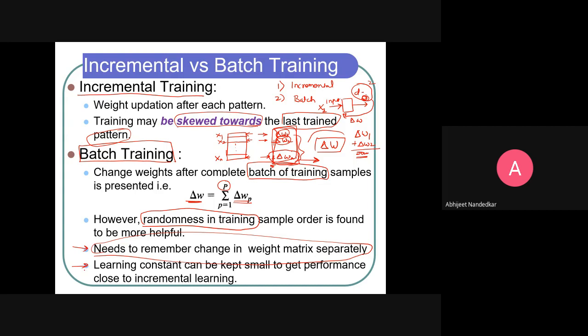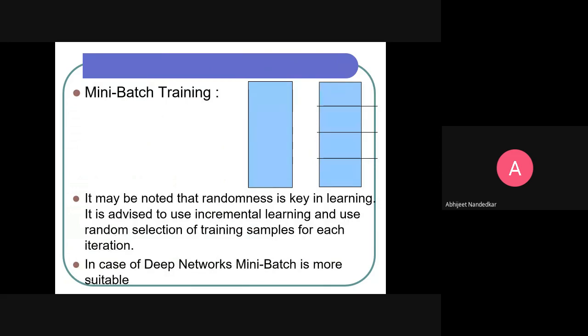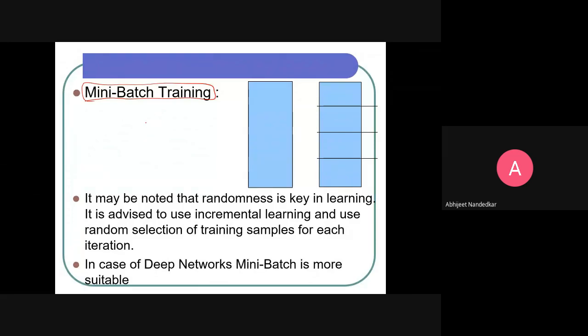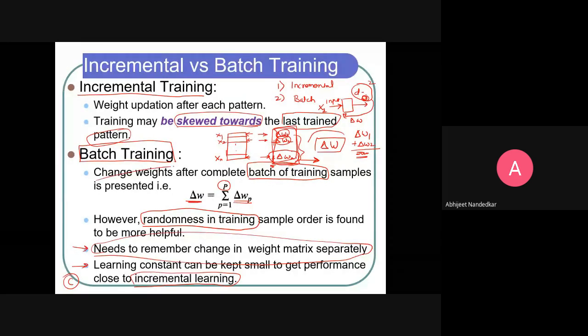Now, the learning constant can be kept small to get performance close to incremental learning. So this is another solution for batch training, that you can keep your C small so that the effect of randomness will exist. So we want the benefit of incremental learning so that randomness is maintained, and we want the advantage of batch training, that you need not update for each and every training pattern. So what is the advantage of batch? That change in weight happens after a complete batch of training. So we need not change weights every time.